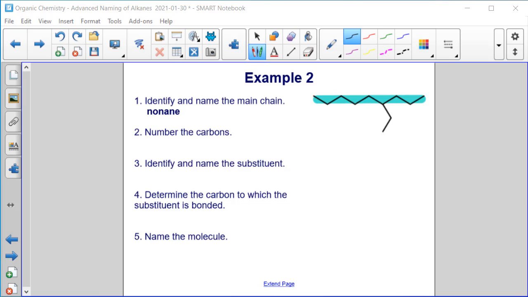And remember, we want to number the carbons starting from the end that's closest to the substituted group or the substituent. So I'm going to start from the right and work towards the left and number 1, 2, 3, 4, 5, 6, 7, 8, 9. Okay, if I had started on this end, I would have gotten 1, 2, 3, 4, 5, 6. Okay, and that's more than 4. So we start from the right and go towards the left in this case.